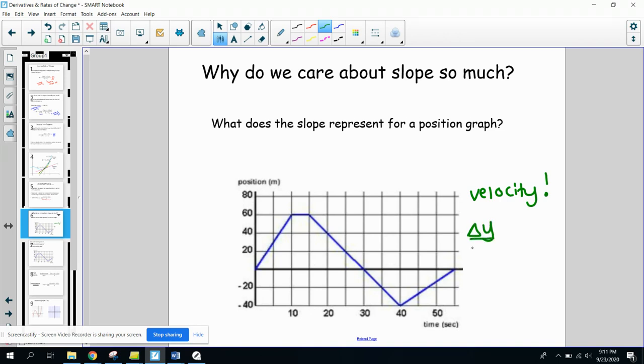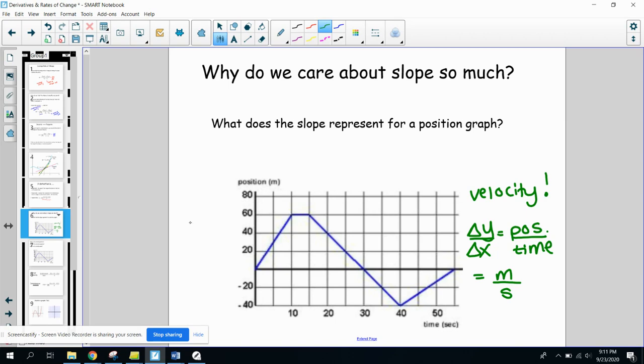Remember, slope is like change in y over change in x. So the y-axis is our position. I'm just going to write POS for position. And the x-axis is our time. So we're doing position over time. In terms of the units, the position is in meters in this case, and the time is in seconds. So the velocity would have units of meters per second because it's the slope of this position graph.